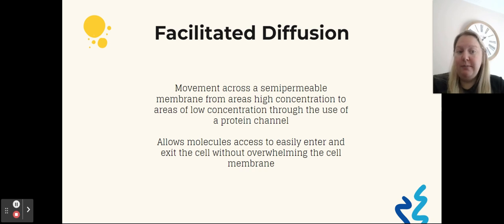Facilitated diffusion, because it is a form of diffusion, is still going down our slide from areas of high concentration to areas of low concentration. The difference is they just need a doorway to do it. This allows molecules that normally would not be able to interact with those fatty acid tails of our phospholipid to easily enter and exit the cell without overwhelming the cell membrane.